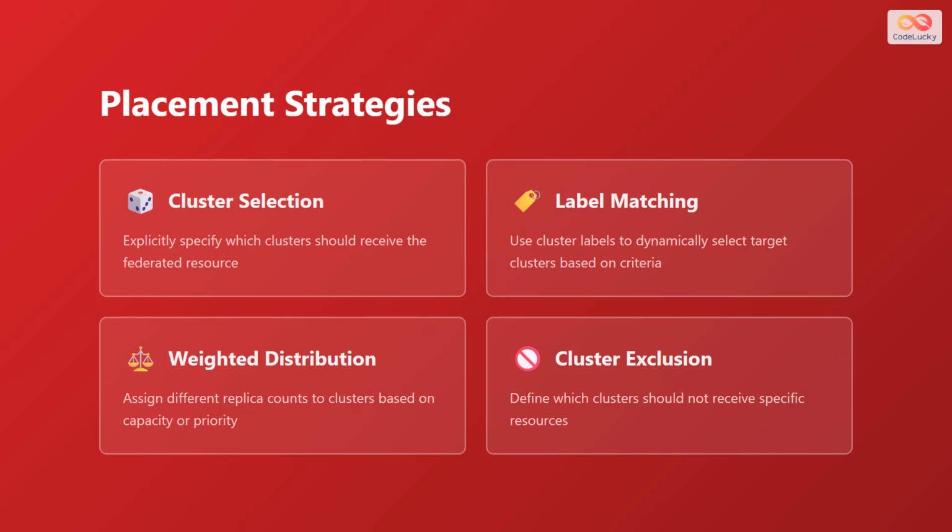Weighted distribution lets you assign different replica counts to different clusters based on their capacity or priority, ensuring optimal resource utilization. Finally, cluster exclusion allows you to define which clusters should not receive specific resources, giving you fine-grained control over your deployments.